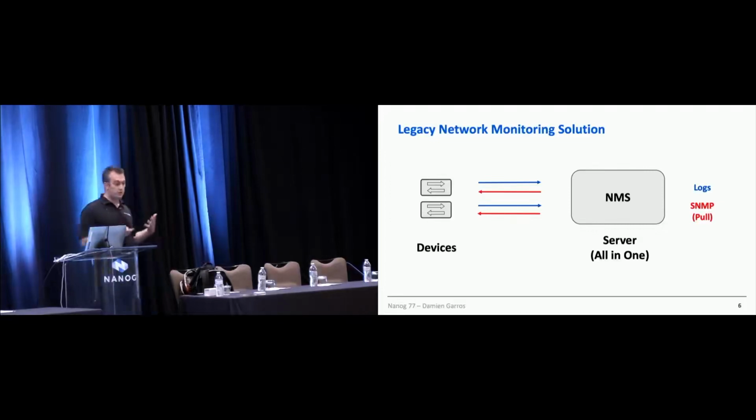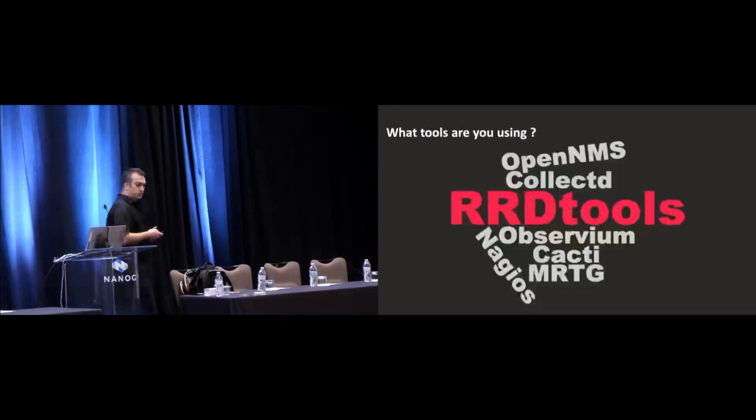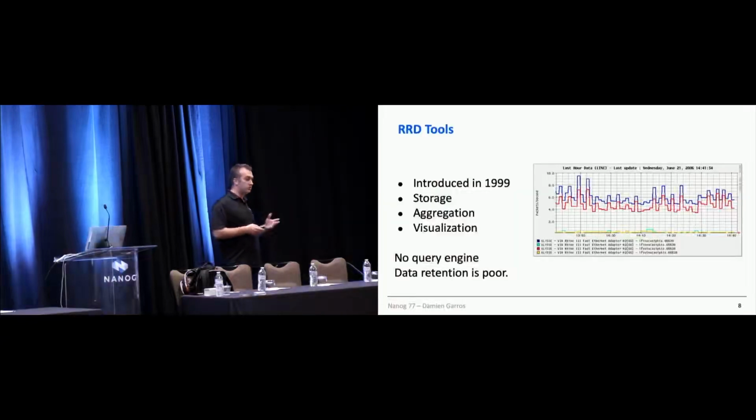What you may not realize is that all of those solutions, whether they are OpenNMS, CollectD, Observium, Cacti, or MRTG, are actually using a single component at the core, called RRDtool. That's what is generating those various graphs that we have all seen. Honestly, this tool was amazing when it was introduced in 1999. It offered capabilities that were unprecedented back then. But nowadays, it's a very outdated tool.